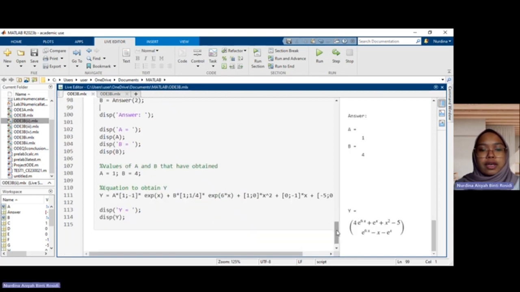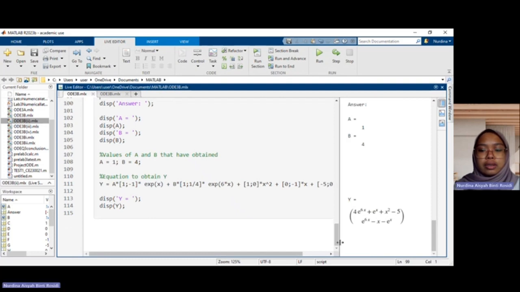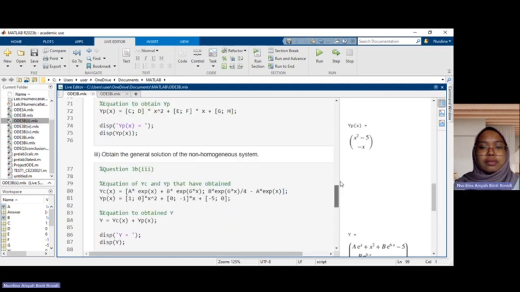Next, the values of A and B that we have obtained, I rewrite them back. And lastly, the equation to obtain y, and then display y. When we run, y equals 4 exponent 6x plus exponent x plus x squared minus 5, exponent 6x minus exponent x. So the answer we have obtained from the MATLAB software is the same as the calculation. Okay, that's all from me. Thank you.